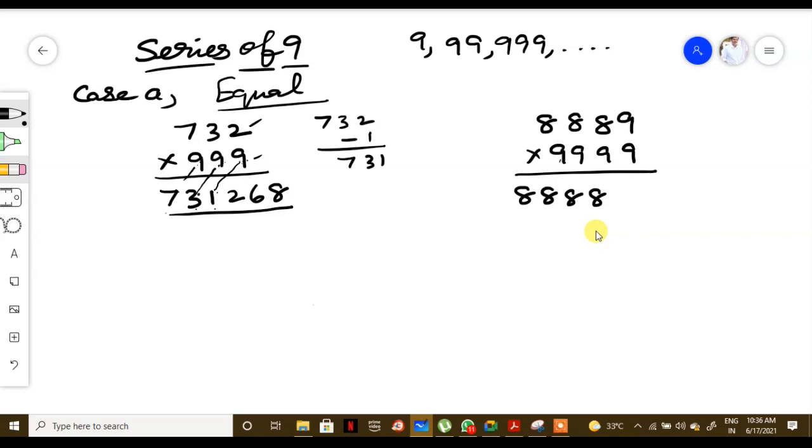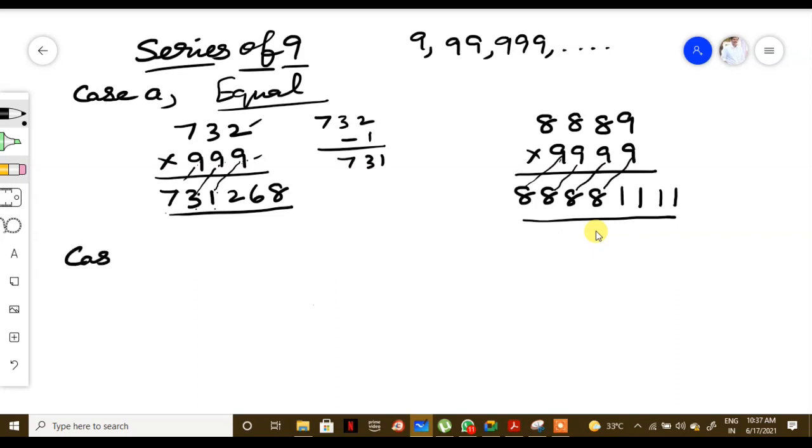Next, 9 minus 8 is 1, 9 minus 8 is 1, 9 minus 8 is 1, and 9 minus 8 is 1. So we got the answer for this one: 8889 into 9999 gives the answer 88881111.